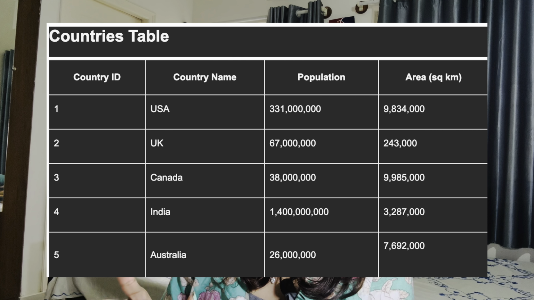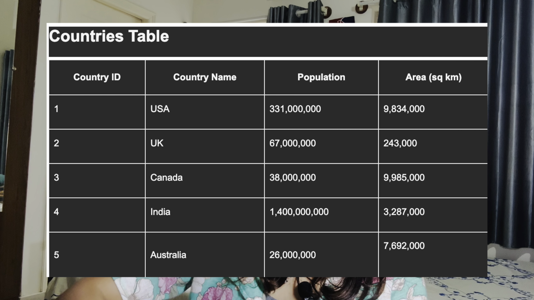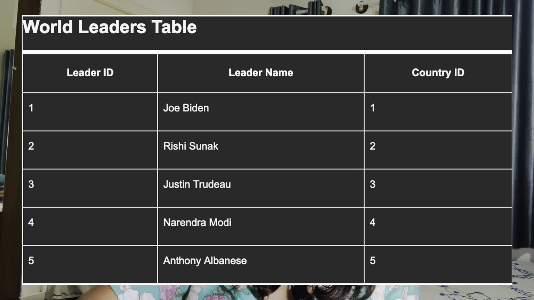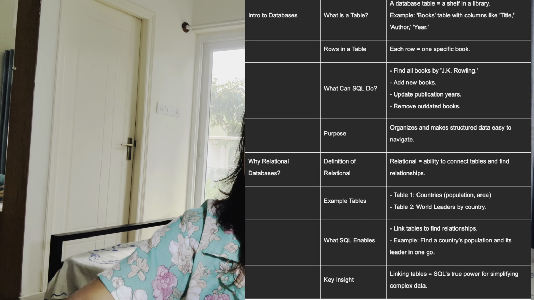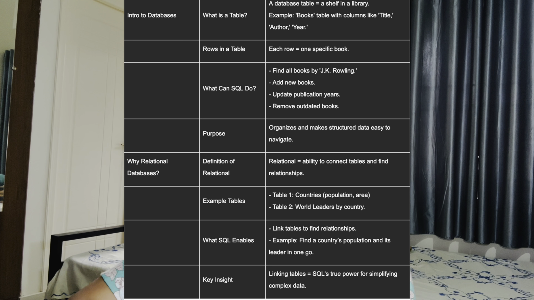Now, most of the databases you'll use are relational databases. But what does relational mean? Imagine you have two tables. One table lists countries with details like population and area, and another lists the world leaders by country. With SQL, you can connect these tables to find the relationship. For example, you could find the population of a country and its current leader in a single go. This ability to link different tables and uncover the meanings behind them is the real magic of SQL. So it makes complex data easy to work with and understand.